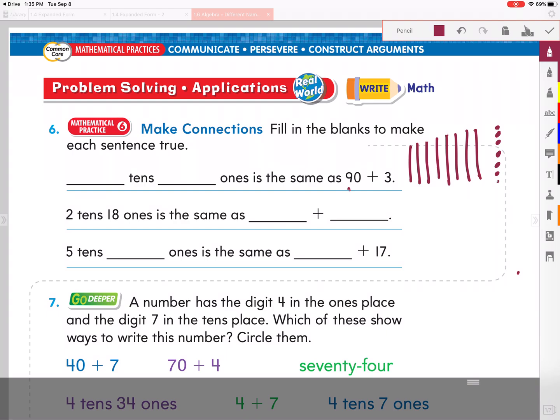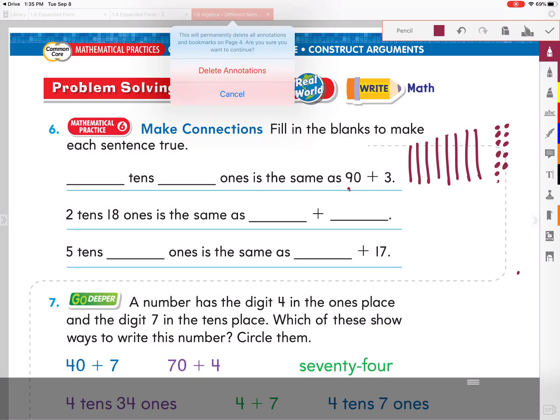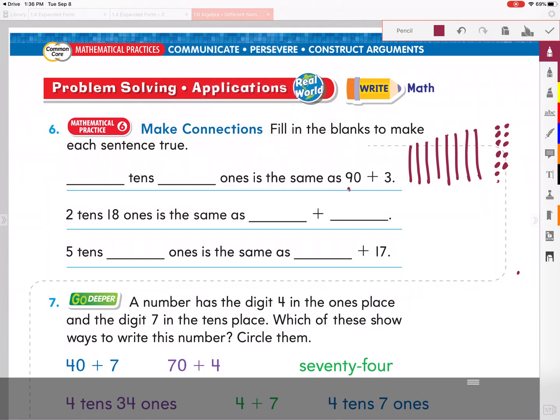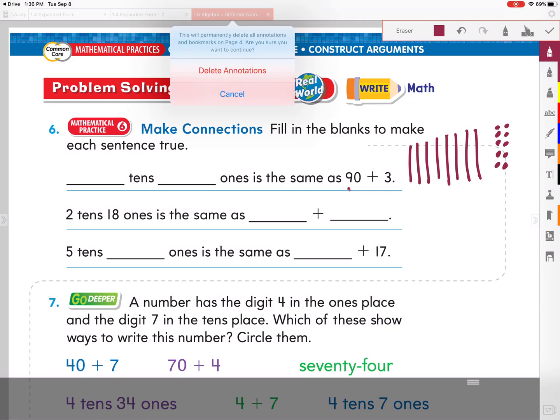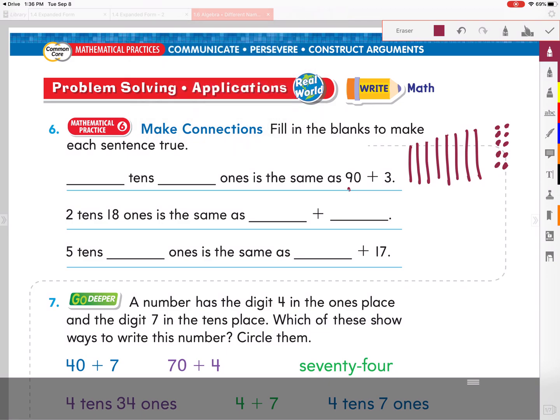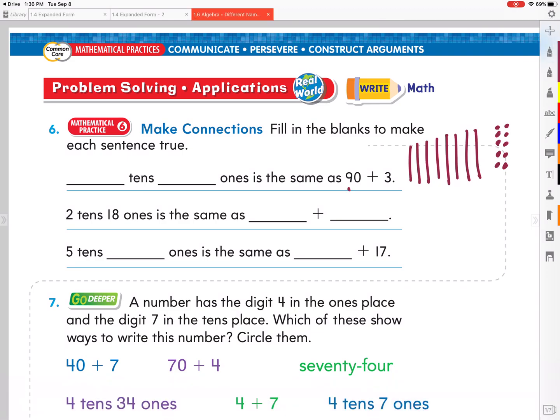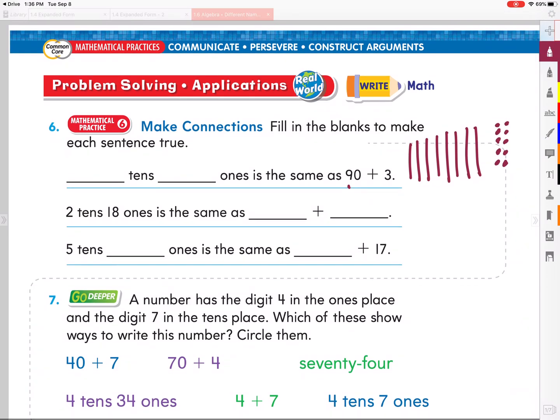whoops, 1, 2, 3, 4, 5, 6, 7, 8, 9, 10. Sorry about that. I got to get rid of these two ones right here. Oh, come on, a little eraser. There we go. 2, 4, 6, 8, 10. Okay. All right, I got carried away. Now, I know I got 90 because I did rods, 8 rods. That gave me 80.